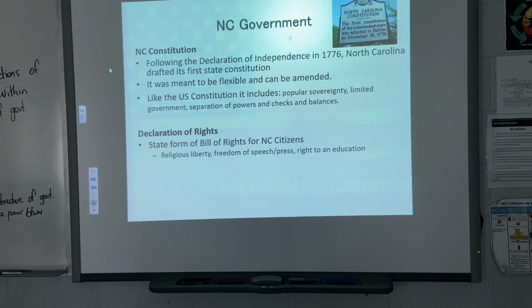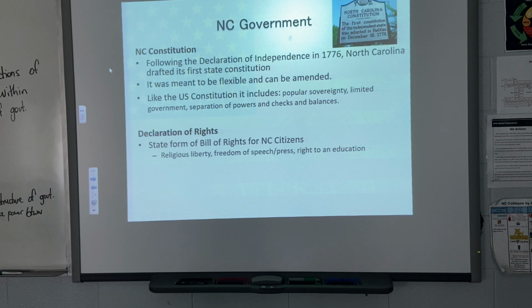So it's very similar to the federal counterpart. Limited government, separation of powers, checks and balances are all implemented in our state government, just like we have in our federal government. Declaration of Rights, a state form of Bill of Rights for the North Carolina citizen. Just as we have a Bill of Rights for the U.S. Constitution, you have a Declaration of Rights for the state constitution.